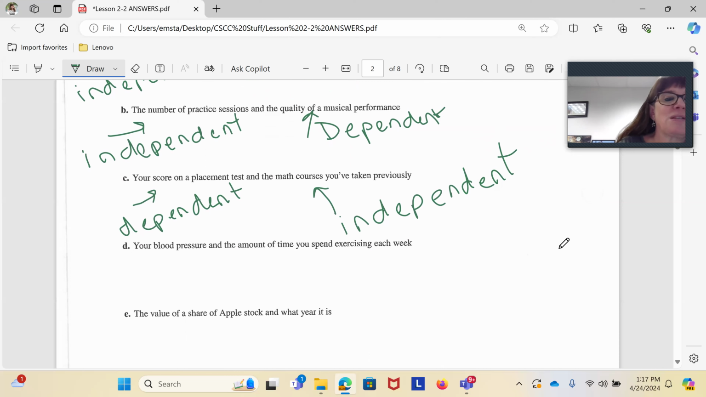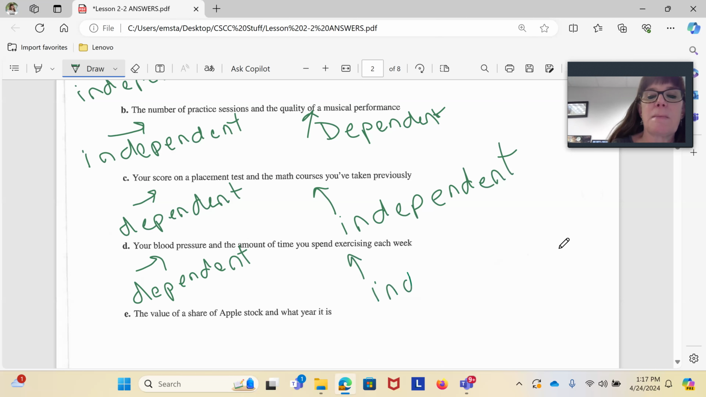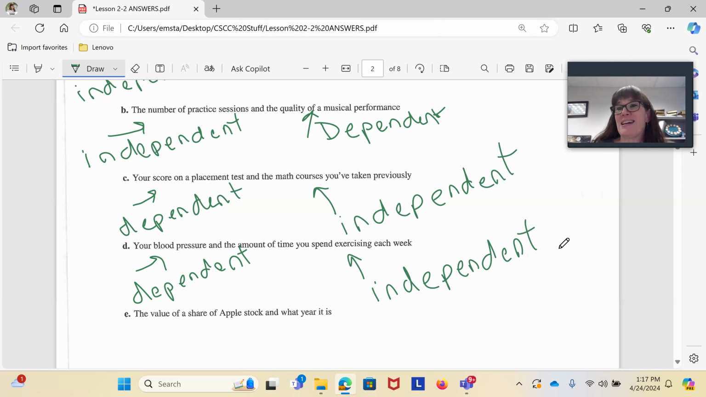Our blood pressure is going to be dependent again. My blood pressure is going to get better if I exercise more, generally. So blood pressure is the dependent, and the amount of time I spend exercising is the independent. I could argue the other way a little bit, because if I go to my doctor and my blood pressure is high, they might tell me to start exercising more.